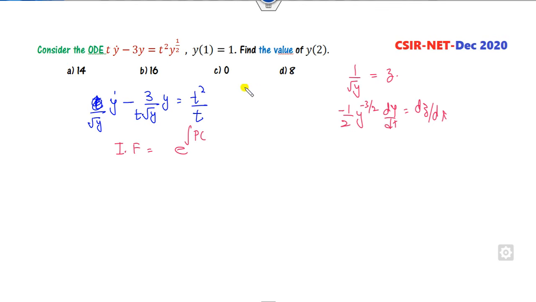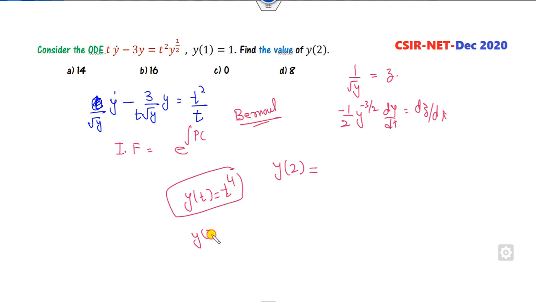I think that's very simple. You can try to solve it yourself, because the video is already very lengthy. Once you solve it, you will get the solution. That's a Bernoulli equation, and you can solve it in a very simple manner. So what is y of 2? That is, 16 is the right answer of this problem. So these are very simple shortcut tricks.